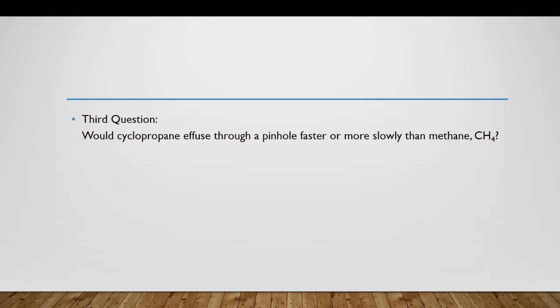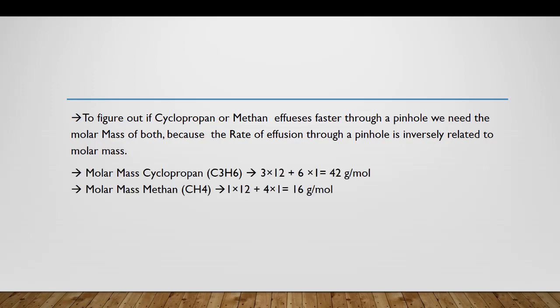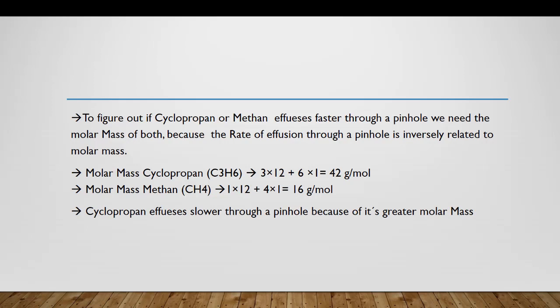Our last question is the following. Would cyclopropane effuse through a pinhole faster or more slowly than methane, CH4? The rate of effusion through a pinhole is inversely related to molar mass, and that's why we just need to calculate the molar masses of cyclopropane and methane. So we look at our atomic masses of carbon and hydrogen in the periodic system. We multiply them by the number of C and H atoms and get a molar mass of 42 grams per mole for cyclopropane and 16 grams per mole for methane. You can see that cyclopropane is heavier, and that's why cyclopropane effuses more slowly through a pinhole because of its greater molar mass. That was my explanation.